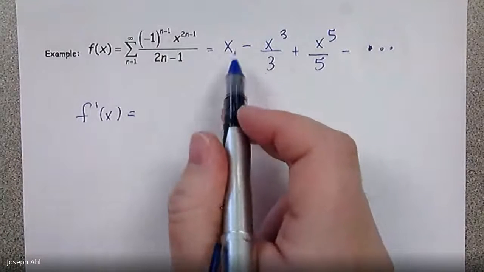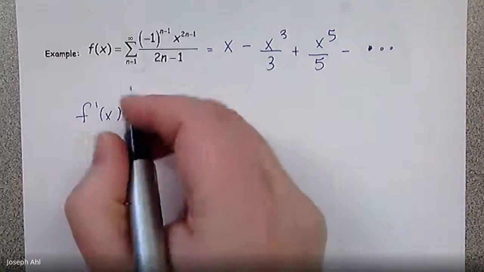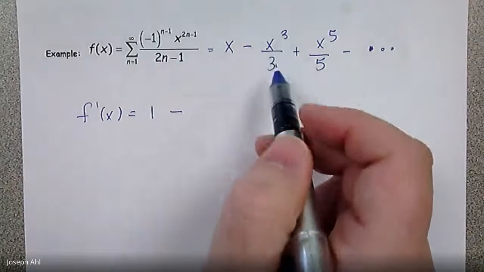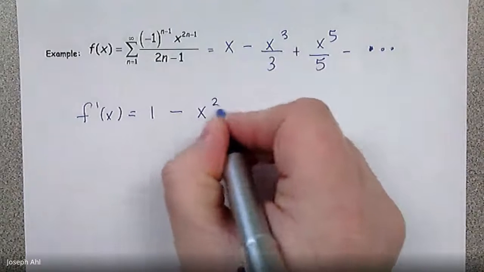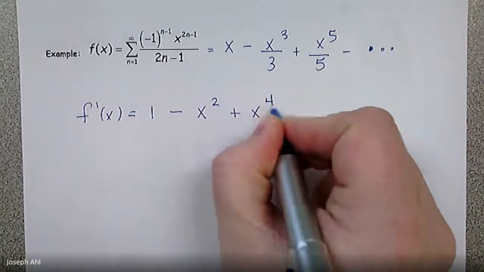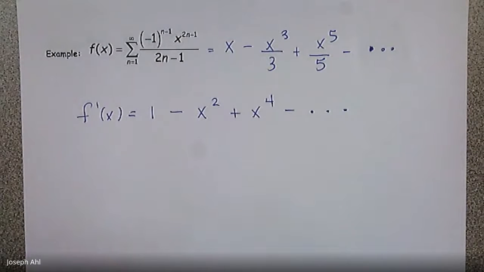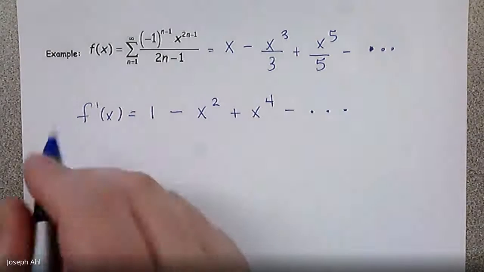Well, the derivative would be, for each of these terms individually using the power rule, 1 for the first term, minus, let's say 3 times the third would just make that 1x squared. Then it would become plus x to the 4th, and minus so on and so forth, x to the 6th, and we can see the pattern that's emerging here.